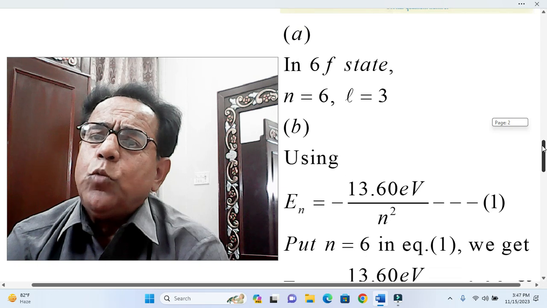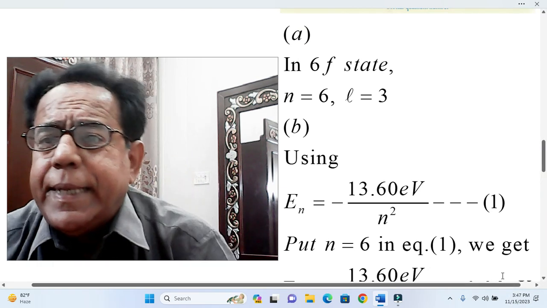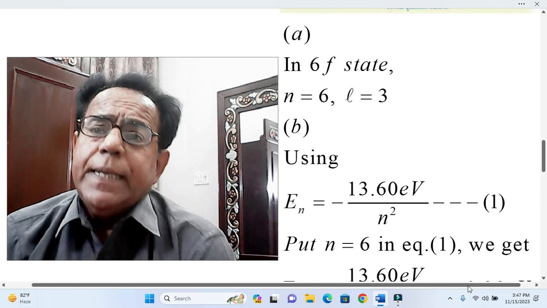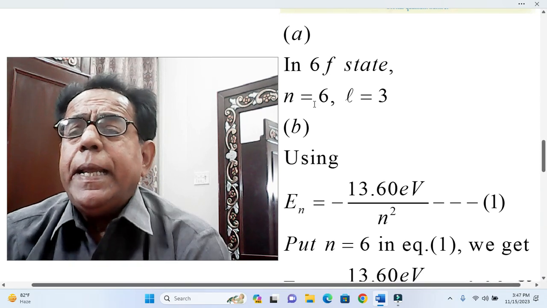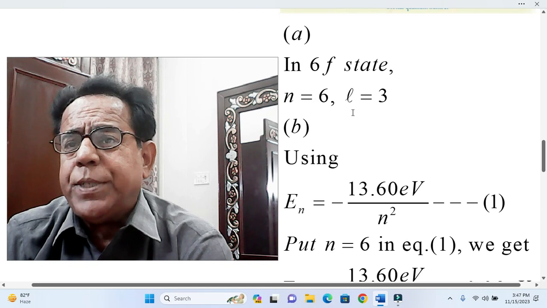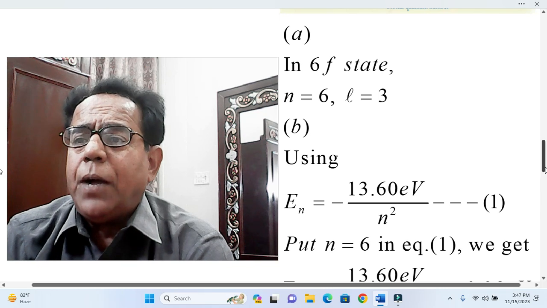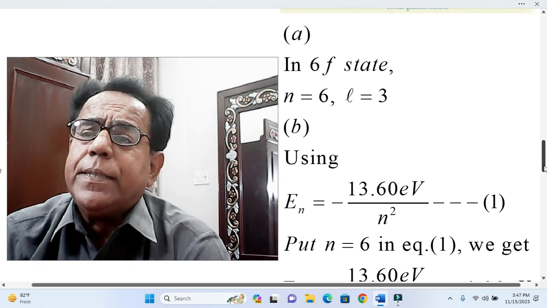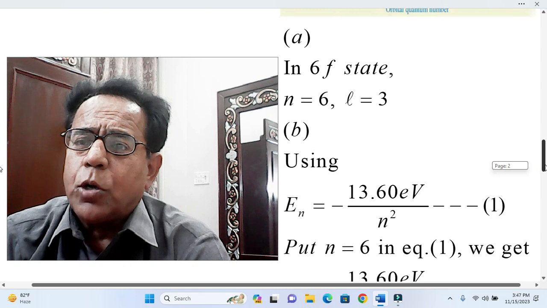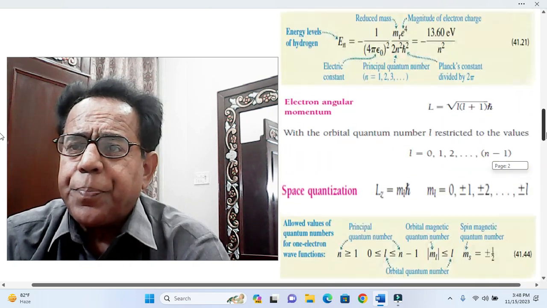Okay, now we come towards the solution of the problem in a proper manner. Part A. In the 6F state, 6 stands for n. In the 6F state, n is equal to 6 and l is equal to 3. From where have we found this? We go to the snapshot. n is equal to 6, l equal to 3.